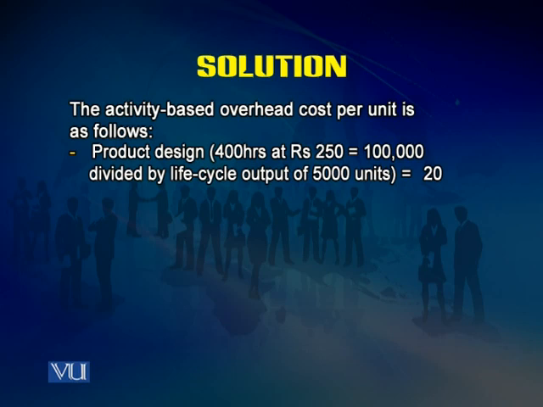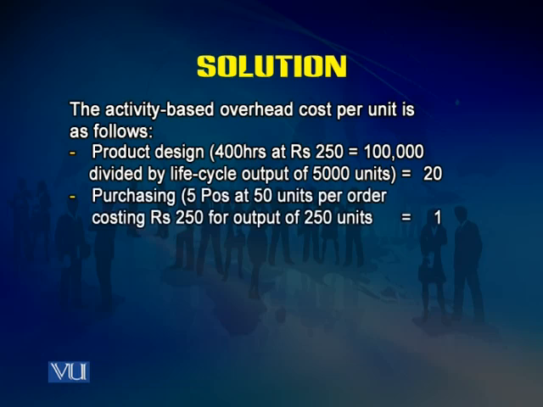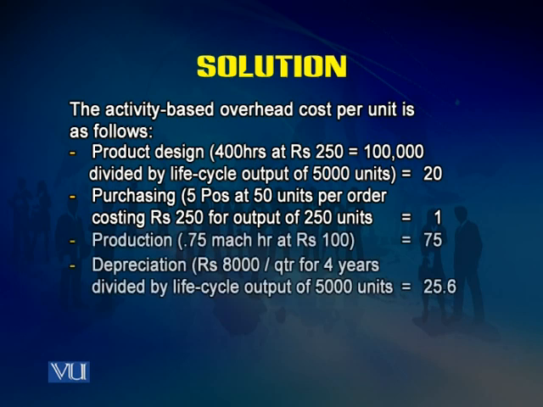We have used 5,000 units. That's the life cycle. Over the life cycle, 5,000 units, the product design cost is 20. Purchasing: 5 purchase orders at 50 units per order, costing 250 for an output of 250 units. So 250 is the cost of 250 units in this quarter. So the purchasing cost is rupees 1 per unit. Production, we said, is 0.75 machine hours, and the machine hour rate was 100. So the per unit cost of production for NPD is 75.